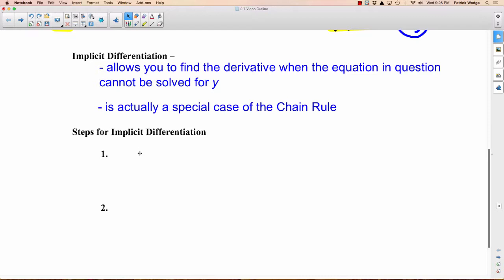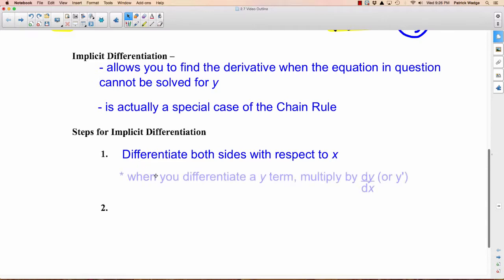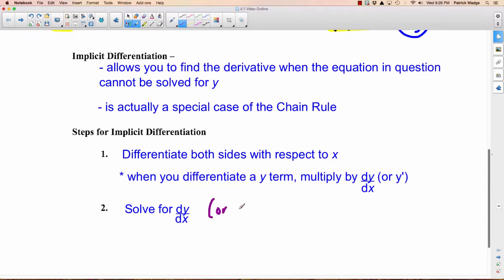So here's the steps for implicit differentiation. First step is to differentiate both sides with respect to x. When you differentiate a y term though, you're going to multiply by dy dx, or y prime. You're going to have to include that when you're taking the derivative. And then the second step is you solve for dy dx, or y prime, if that's what you've written here. Okay, so there's the steps. Write it down. I know it doesn't make much sense yet. We'll go through a couple examples and I'll explain it as we do the examples.